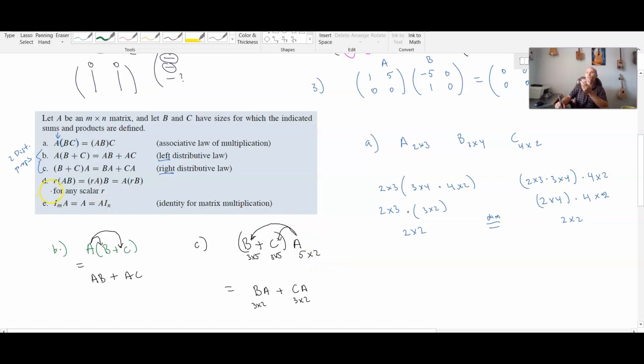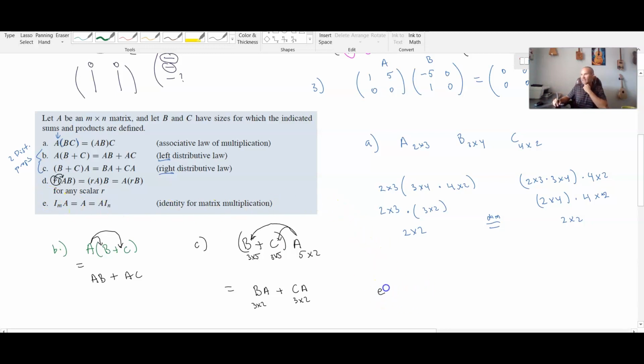D is kind of one of those cases where, if you have a scalar R, it doesn't matter which matrix it multiplies. You could multiply A by that scalar and then do that product with B, or you could pass the scalar in and out, basically. We can say that scalar can be anywhere that it wants to be because it is not a matrix. It's just a whole number.